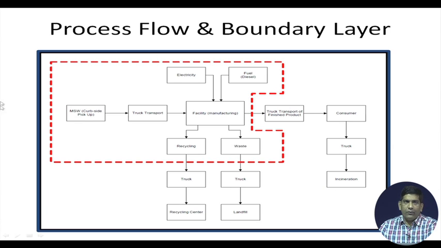So this was the process flow and the boundary layer. This is the MSW being picked up at the curbside. The truck transport goes to the facility for manufacturing, and there is some electricity and some fuel coming in, and then some recycling of the waste coming out. Some of the waste will go to the landfill, some of the recyclable can go to the recycling center, and the product goes by truck transport to the consumer, then another truck to the incineration plant. The red dotted line is what we have chosen for the process flow or boundary layer for this particular waste stream.